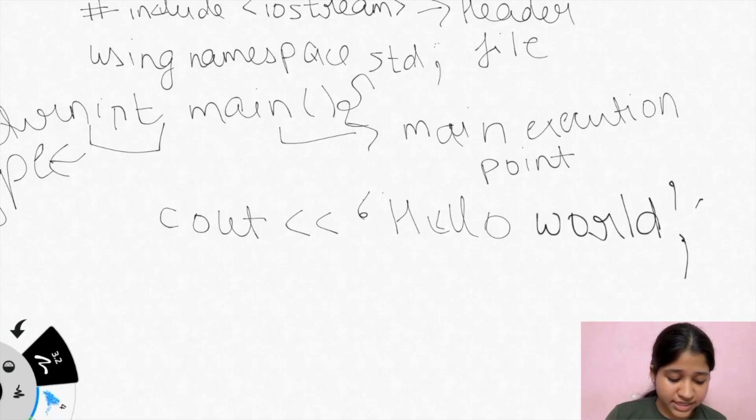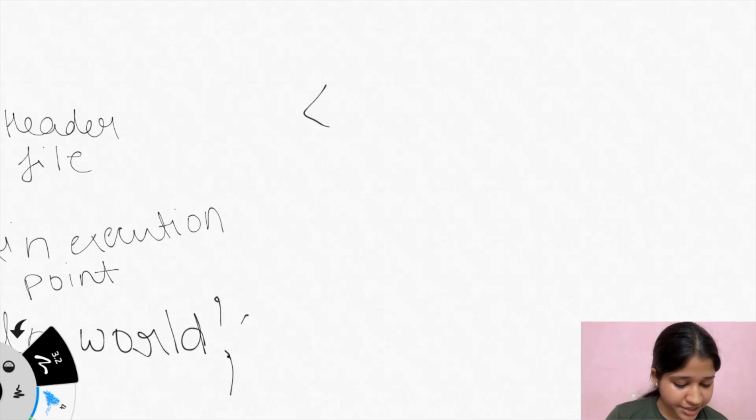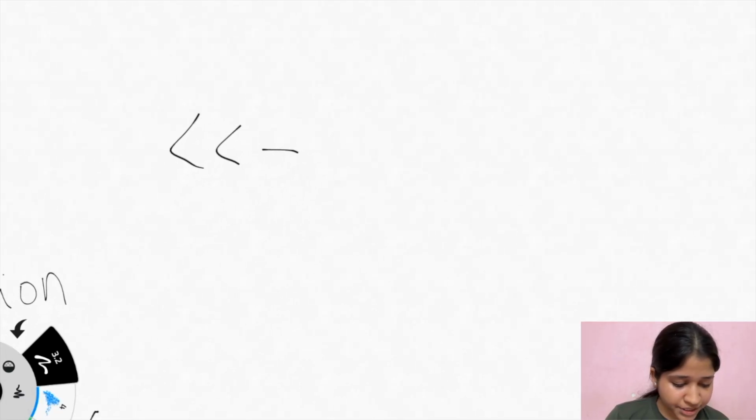And cout is character output. Full form of cout is character output. And here we are trying to display hello world on our screen. Now what is this? This operator is, let's just write it here, insertion operator.